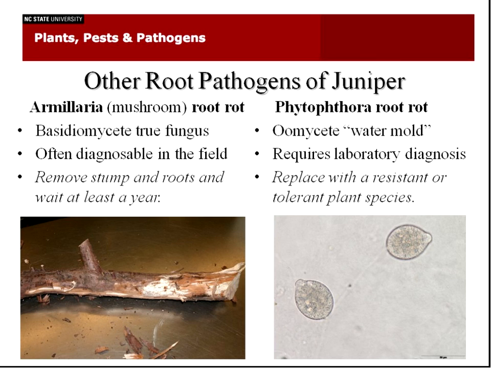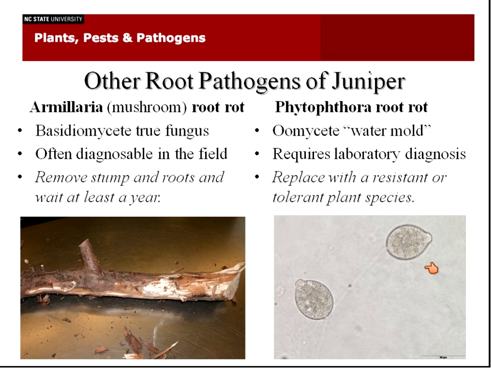There are, of course, other root pathogens on juniper. We've talked on the program a couple of times about Armillaria or mushroom root rot, which is a true fungus and is often diagnosable in the field by looking under the bark at the base of the tree or main stem or even in the larger roots and identifying the white to cream colored mat of fungal mycelium there, either on the outside of the wood or the inside of the bark. Whereas with Phytophthora, these are micrographs of sporangia of a species of Phytophthora, you're going to have a laboratory analysis in order to get a diagnosis.